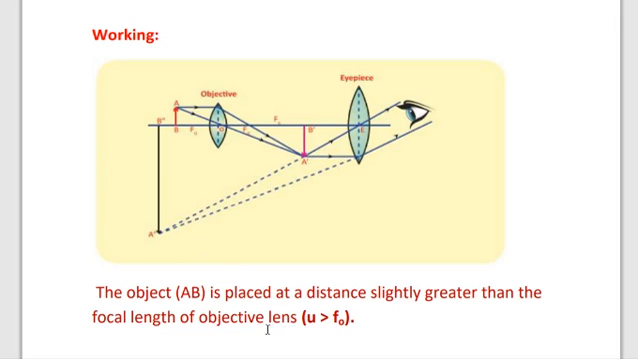A compound microscope has 50 to 200 times more magnification power than a simple microscope. Here we use two convex lenses, the objective lens and the eye lens. So finally we get a virtual, enlarged and erect image.